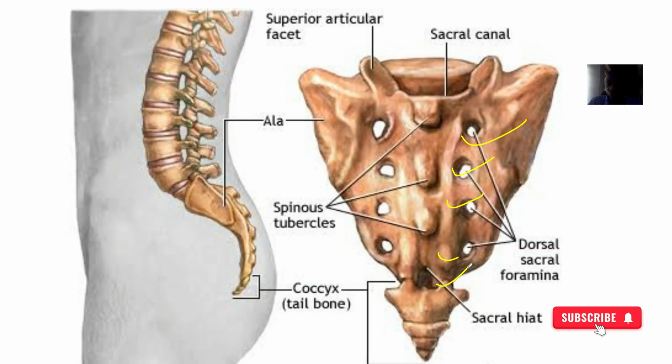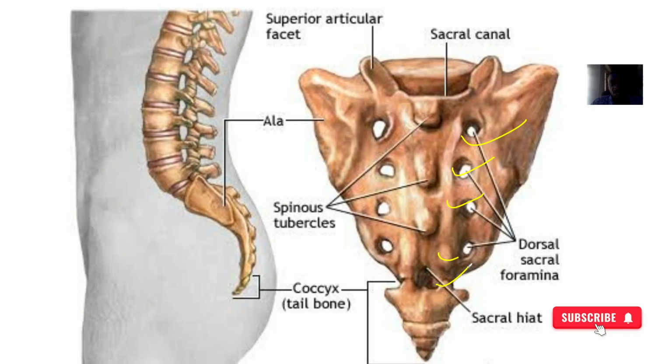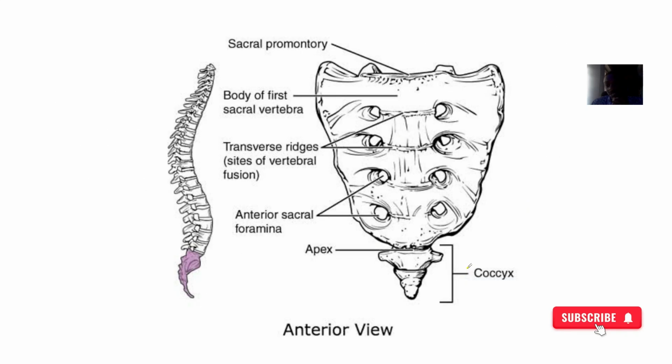So the sacrum, just so you know, is a large, triangular bone at the base of the spine, and it's formed by the fusion of 5 sacral vertebrae, S1 to S5. Key features: you have the base, which is the superior part, which articulates with the 5th lumbar vertebra at the lumbosacral joint. You have the apex, which is the downside, and the downside will join with the coccyx.